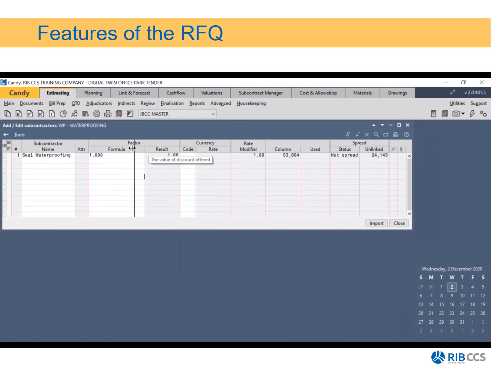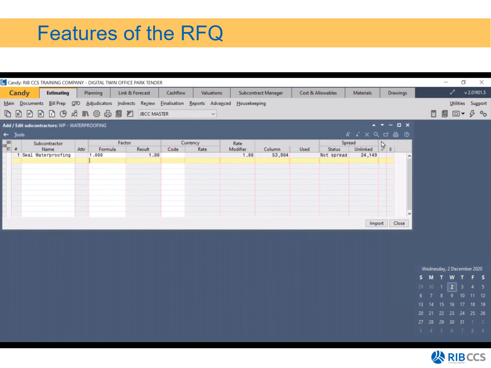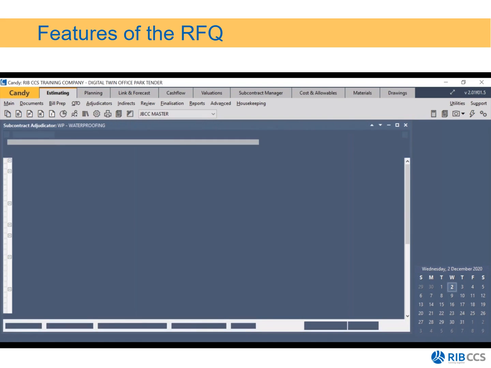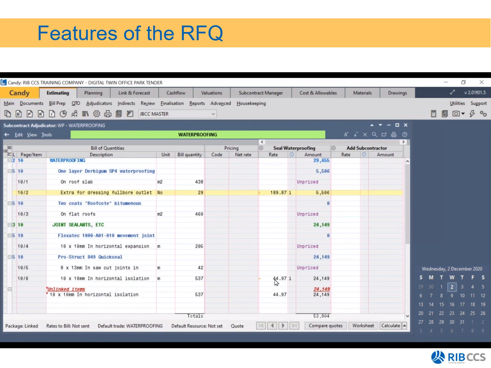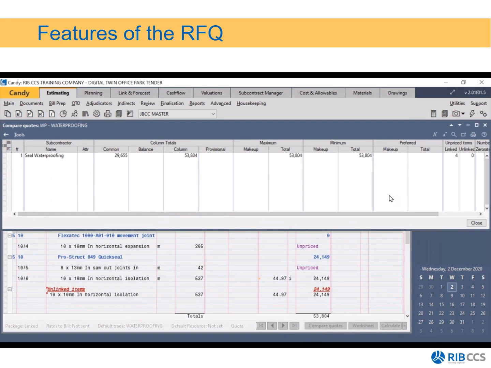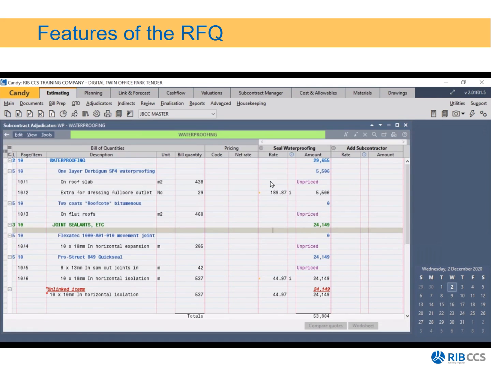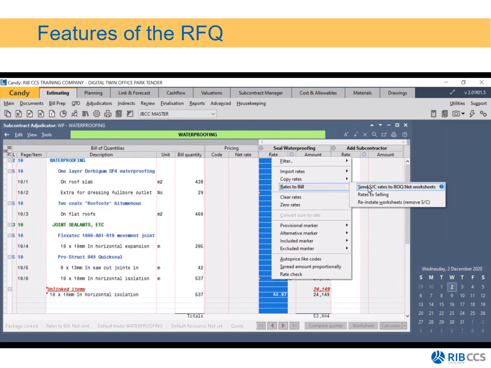Sorry, before I continue, you'll notice you can again change columns, as I mentioned, as one of the new features. And when I open up the waterproofing subbie, you'll notice there are all the subcontractors' rates. You'll notice he also hasn't priced all of the bill items. I can now compare quotes. If I had more than one quote, it will list all of the subcontractors with all of their comparisons. This is the new compare quotes. I could then right click on the rates and send the rates to the bill.